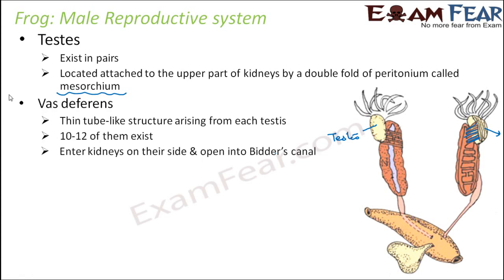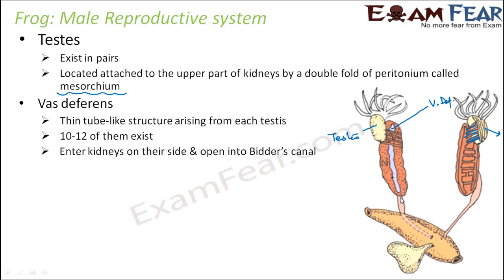Next is vas deferens. It is a thin tube-like structure arising from each testis. 10 to 12 of them exist. They enter kidneys on their side and open into Bidder's canal. So where do we find the vas deferens? This is the vas deferens. You see a tube-like structure. This will basically carry the sperms which are produced by the testes, and it is attached to both the testes.